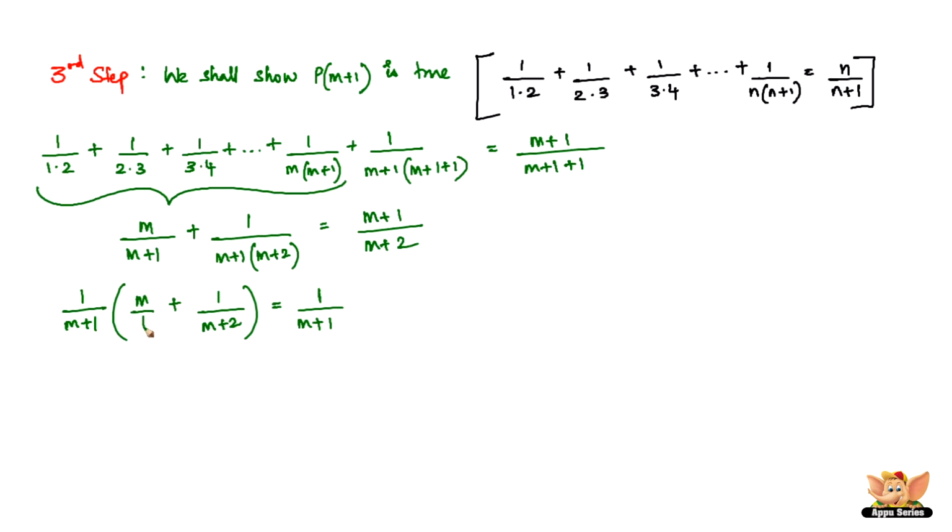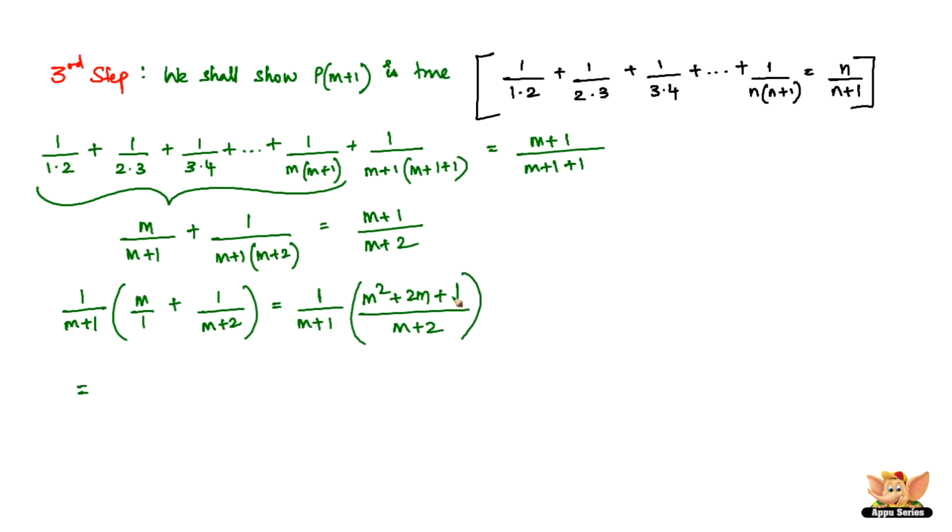Now we need to take the LCM here. LCM of 1 and m plus 2 is definitely m plus 2. So we have this into m plus 2. So m times m plus 2, which is nothing but m square plus m times 2, which is 2m. And then we're just going to have this as usual. So plus 1 divided by m plus 2 because that's the LCM. Let's continue from this step here.